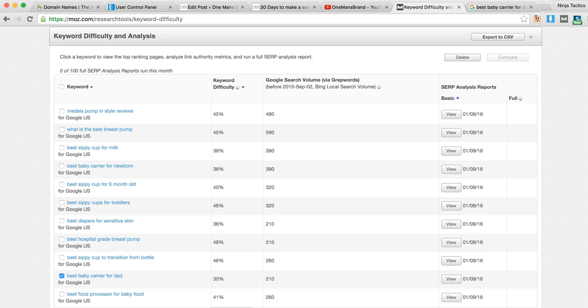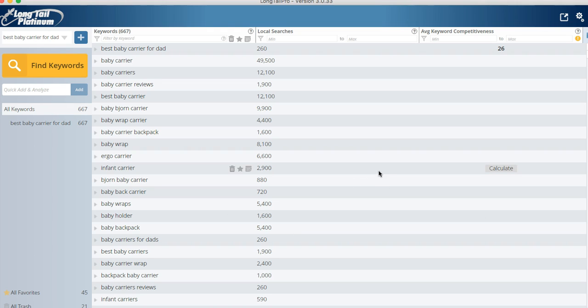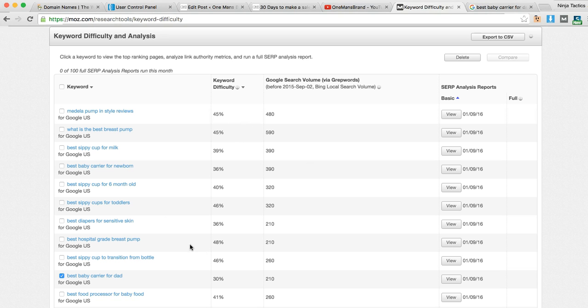Unless you have no keywords left to target, then it's really not necessary to just target those keywords at all. There's always long tail variants that you can be targeting, and obviously get as much profit as you can. You'll also notice there's a difference in the local searches. It says 260 here, and in here it says 210.